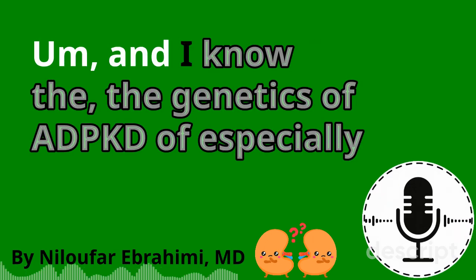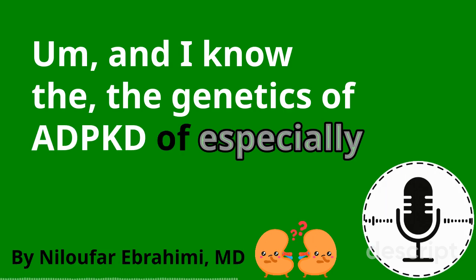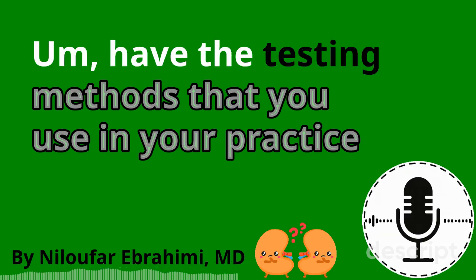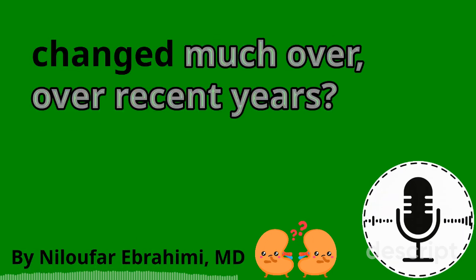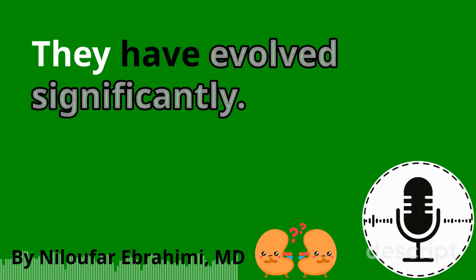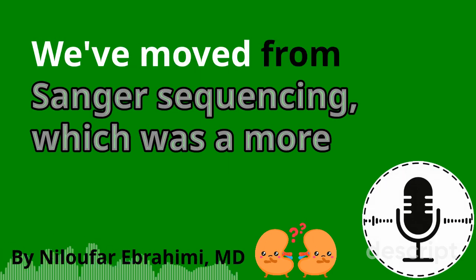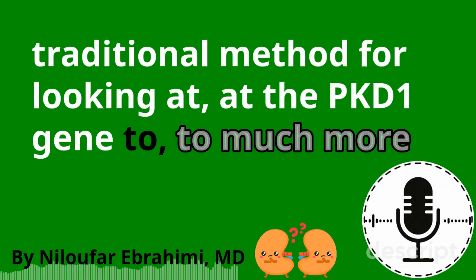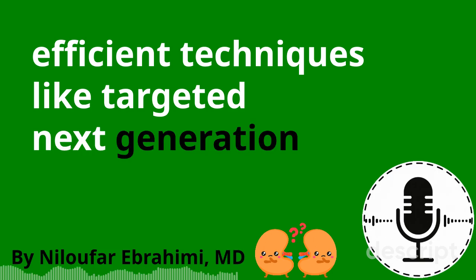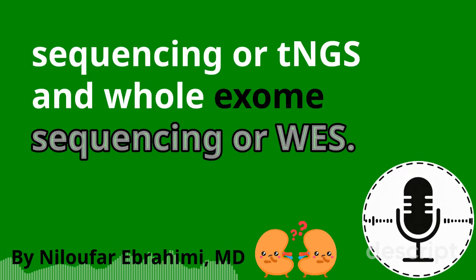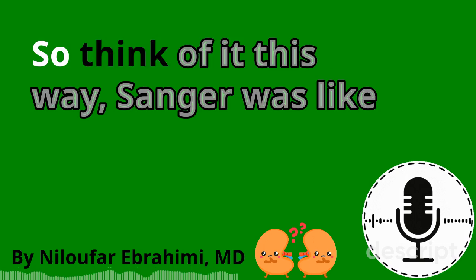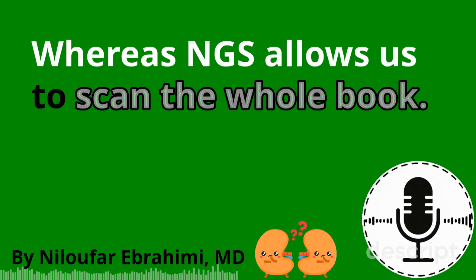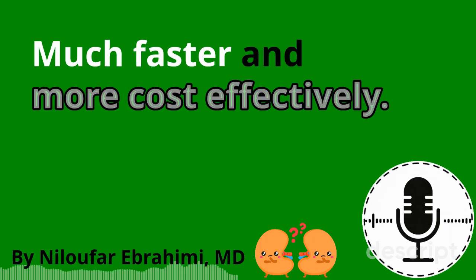Absolutely. And I know the genetics of ADPKD, especially the PKD1 gene, can be quite complex. Have the testing methods that you use in your practice changed much over recent years? Yes, they have evolved significantly. We've moved from Sanger sequencing, which was a more traditional method for looking at the PKD1 gene, to much more efficient techniques like targeted next-generation sequencing, or TNGS, and whole exome sequencing, or WES. So think of it this way. Sanger was like reading one page of the genetic code at a time, whereas NGS allows us to scan the whole book much faster and more cost-effectively.